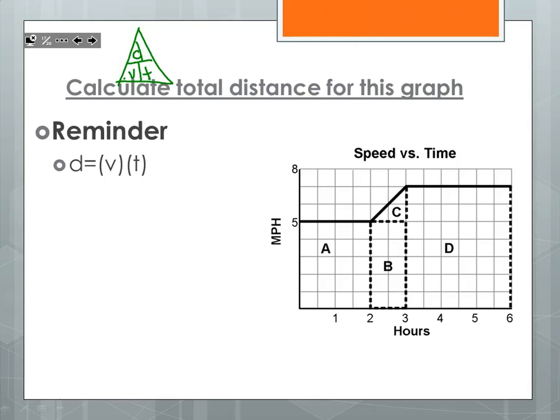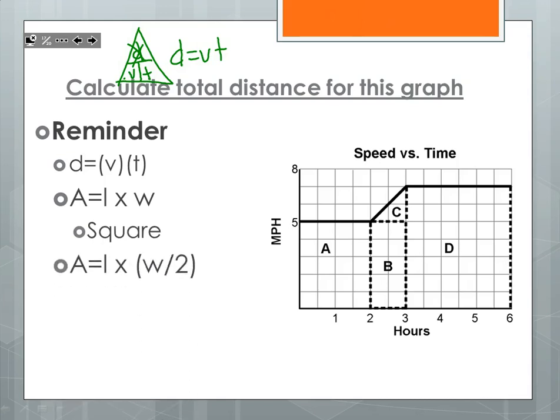We know that speed equals distance divided by time. If we rearrange that by putting our hand over the D, not crossing it out but putting our hand over it, we say that D equals V times T. V means speed, T means time. Because we know that distance equals speed times time, we can also look at the area of a square, which is length times width, and the area of a triangle, which is length times width divided by 2. Then we're going to take those distances and add them all up together.